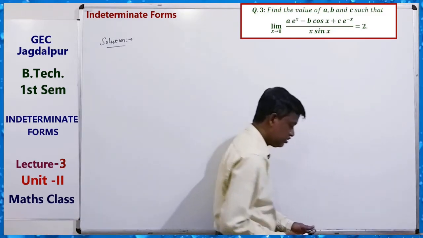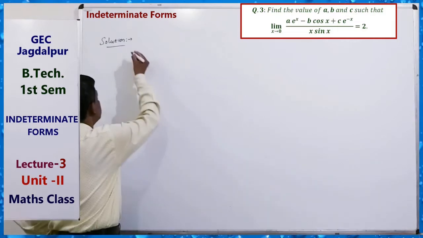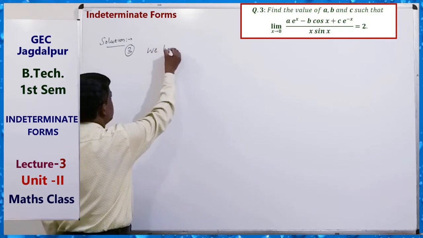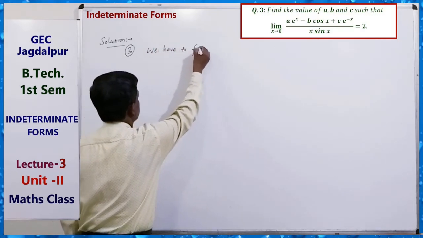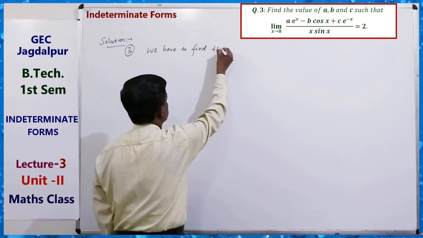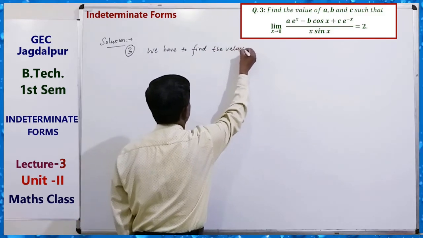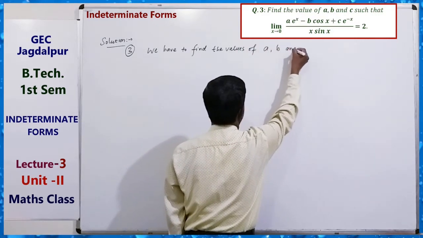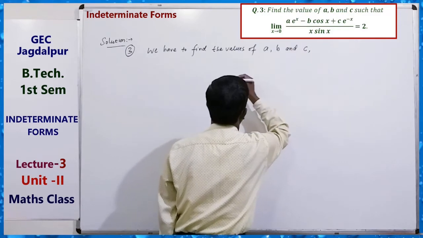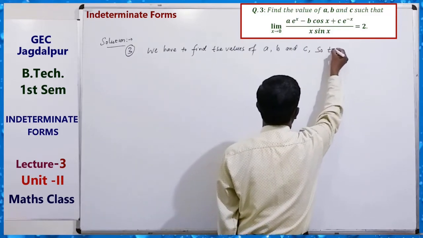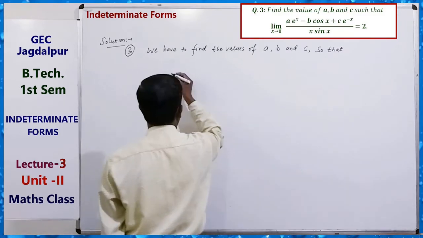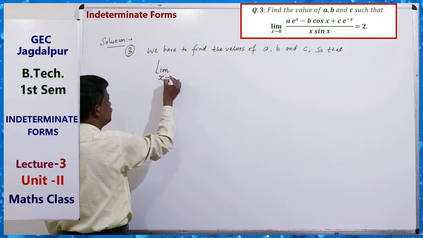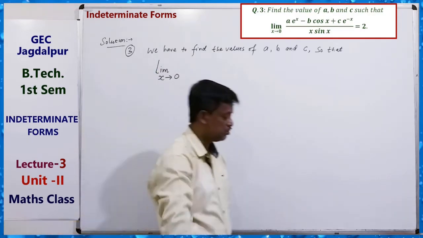So according to L'Hospital rule, we know that either the limit exists or the fraction is of the form 0 by 0. So here, third question, we have to find the values of a, b and c so that the limit as x tending to 0, because x tending to 0 is given.